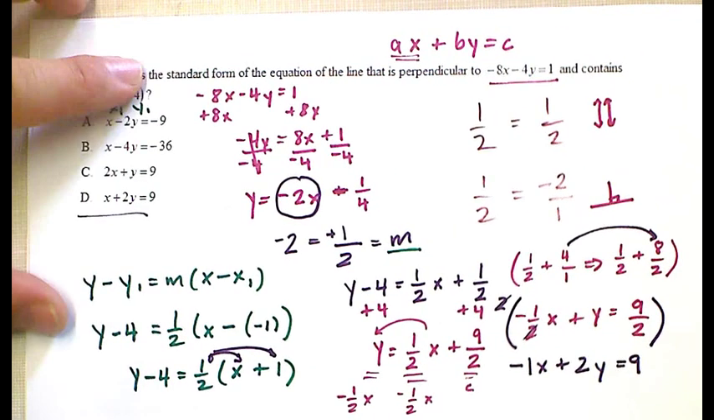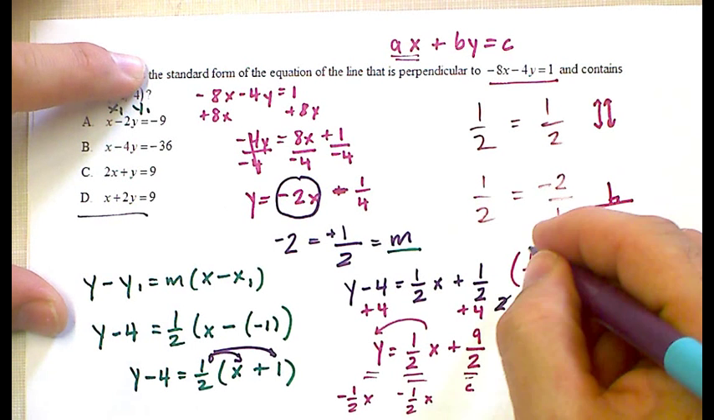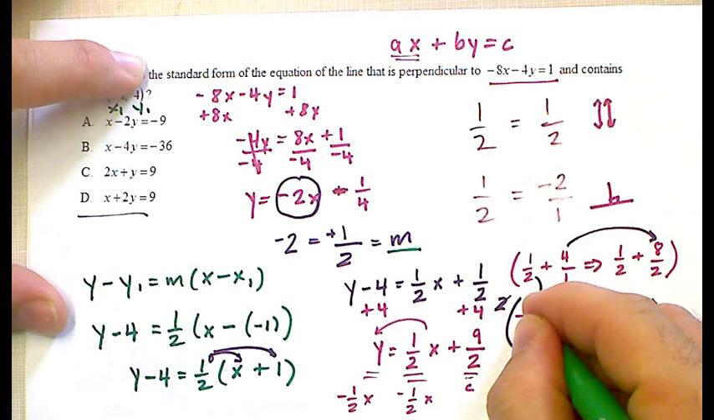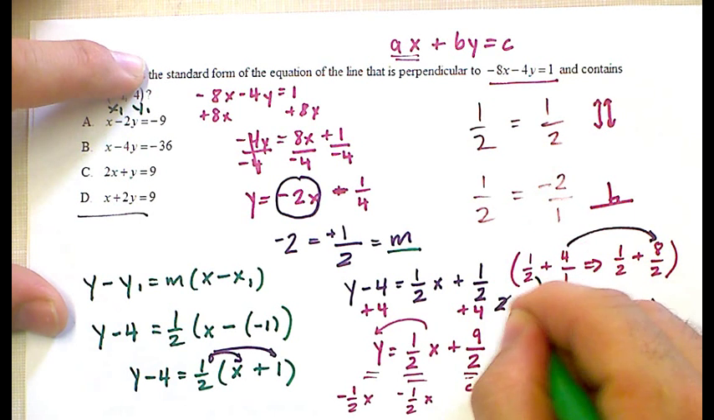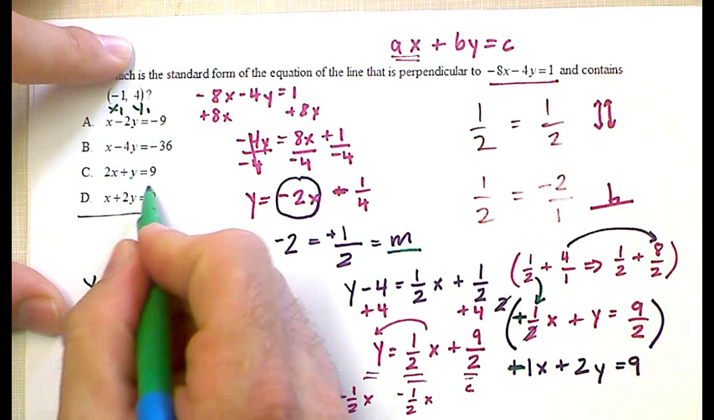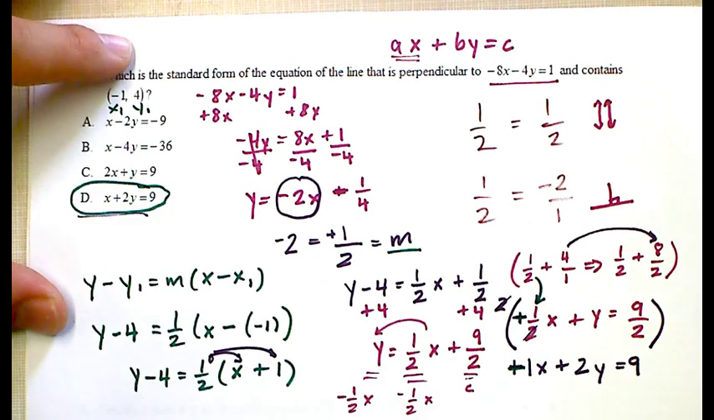So a mistake I made is that going from 1/2 to negative 1/2, for whatever reason I made it a negative. It should have stayed positive, which would have made this a positive 1x, and then your answer here would have been answer choice D. Are we okay with that?